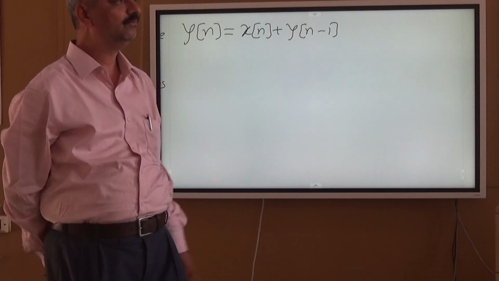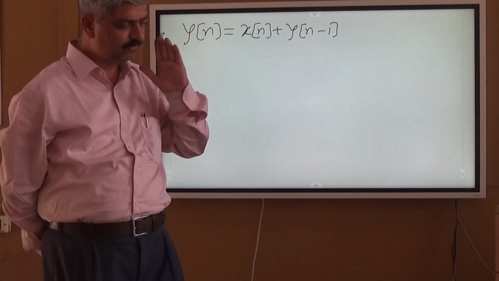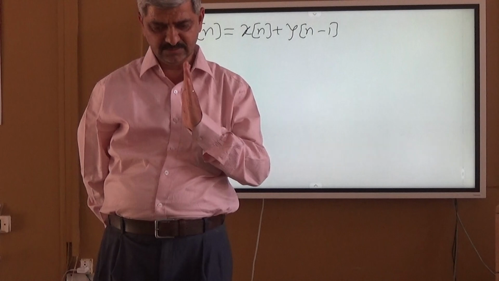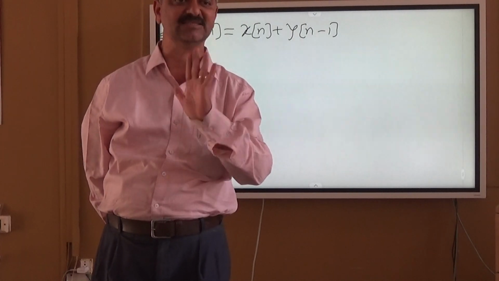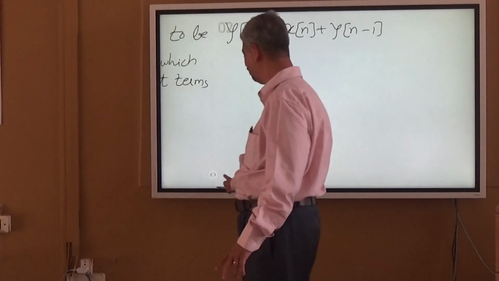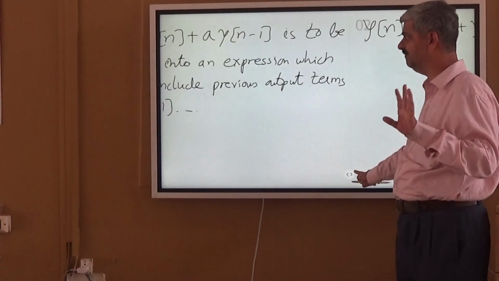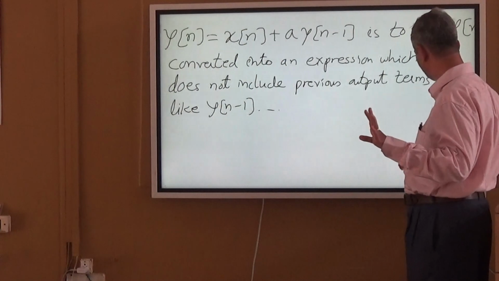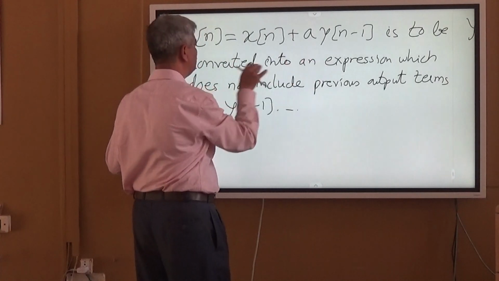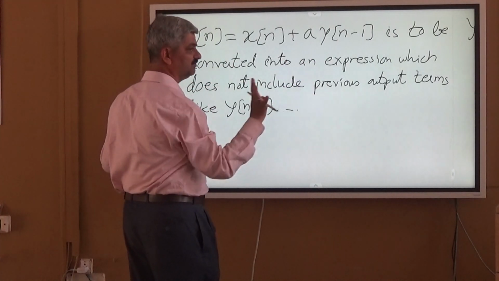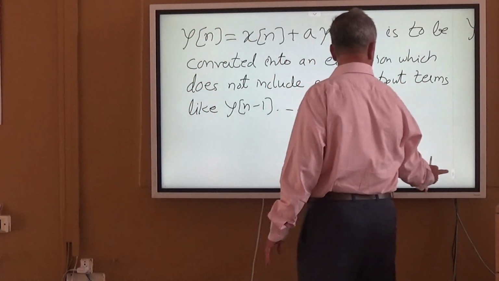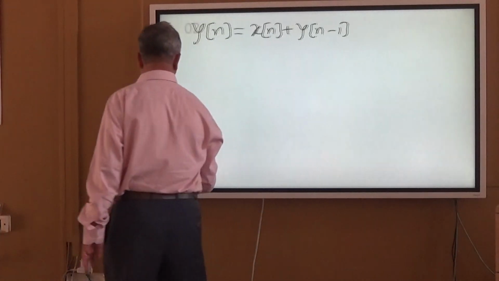So the way in which we should flow is very simple. We don't want something, so try to replace that. We are not thinking of any big miracle. We are going in a straightforward manner. What is the problem statement? This expression will convert into an expression which does not include previous output terms, right? In the given expression, there is something which you don't want. So obviously, what we don't want needs to be replaced.